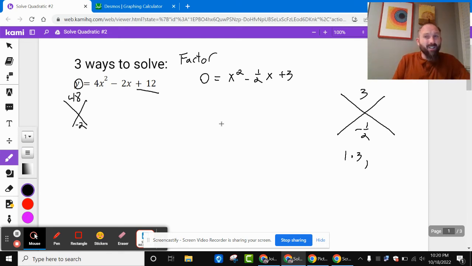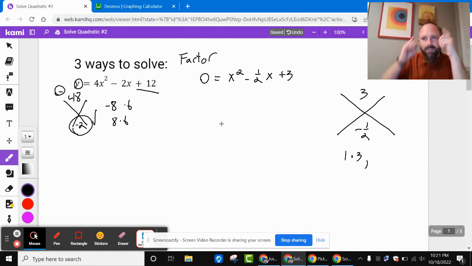Well, it has to be a negative number, right? A negative times a negative? Or maybe one of them's positive? Well, if I did negative 8 and 6, well, that would make this negative and it doesn't work, but that would make this good. And we're like, yeah, that doesn't work. Well, what if I did 8 and 6? Well, then that'd be 14, and that doesn't work. And we keep going in our heads.